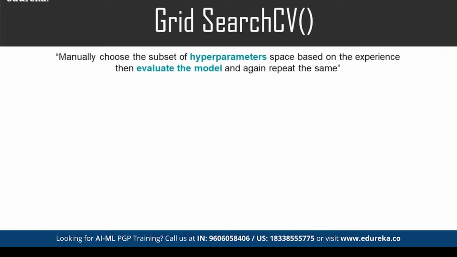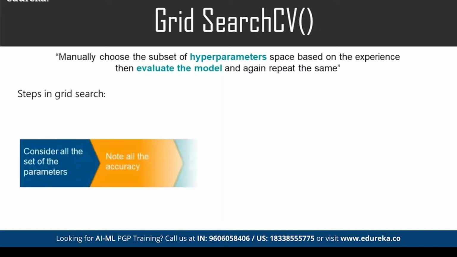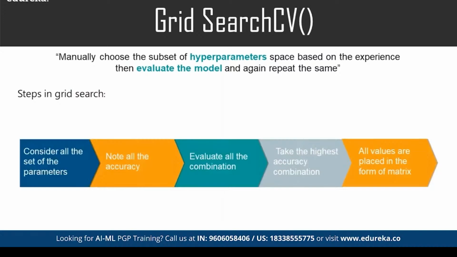What we do is we choose the hyperparameters as a subset space. The grid, we move grid wise here. Instead of manually picking the hyperparameters based on our experience with the model results, we get to choose a subset of hyperparameters. We go with the set of parameters that are needed, and we note all the accuracies with the different sets of parameters, evaluate them by combining all of them, and then we take the highest accuracy from the combinations.